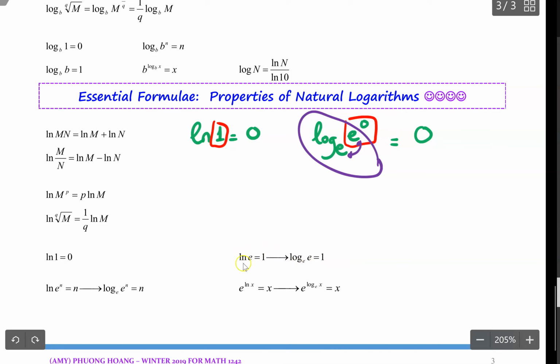Alright, ln of e is equal to 1, and it's the same thing as log base e of e to the exponent 1 equal to 1. And here we have ln of e to the exponent n equal to n. So it's the same concept. Just remember where all of these formulas are coming from.